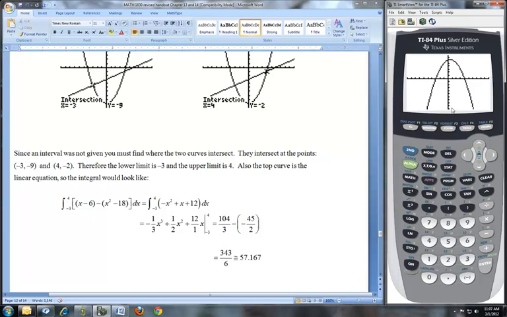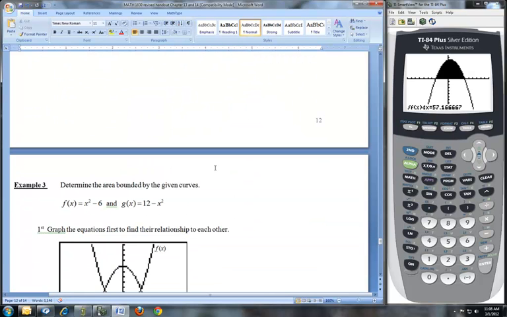Now this is not a coincidence. Notice that we're going from -3 to 4, and that just happens to be every bit of the curve that's above the x-axis. So second trace for the calc menu, number 7. So -3 to 4, and let it color. So there's my 57.167. This 343/6 is exact. That's the area on the nose. But you do need to change it to decimal so that when you check yourself, you can verify that's what you've got.